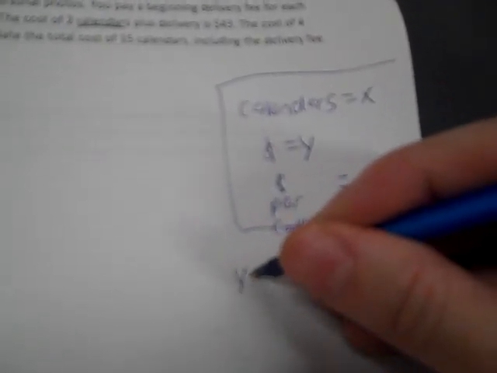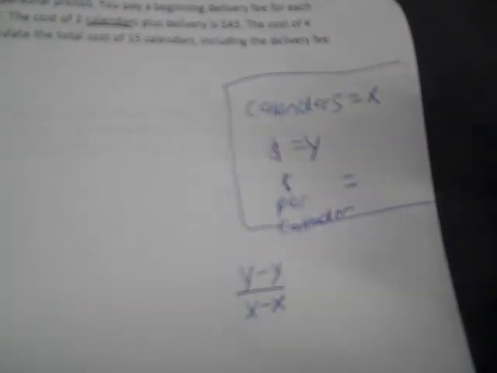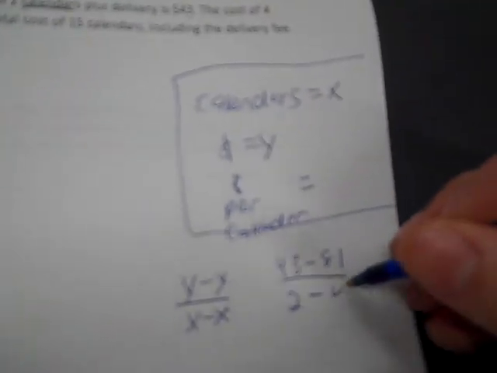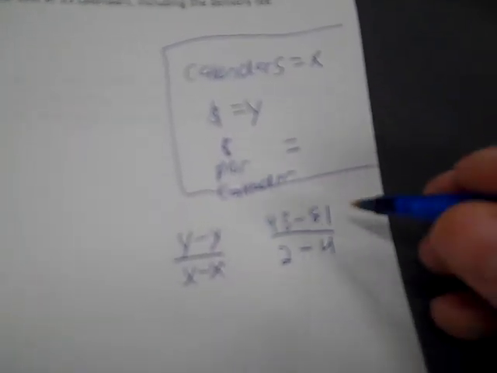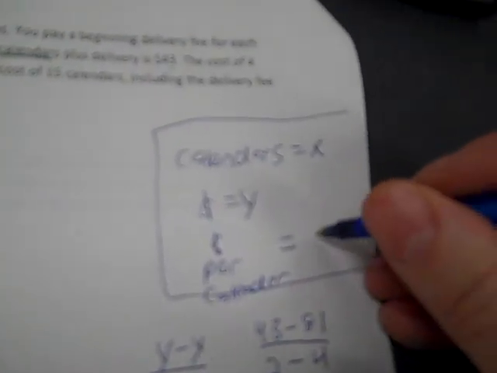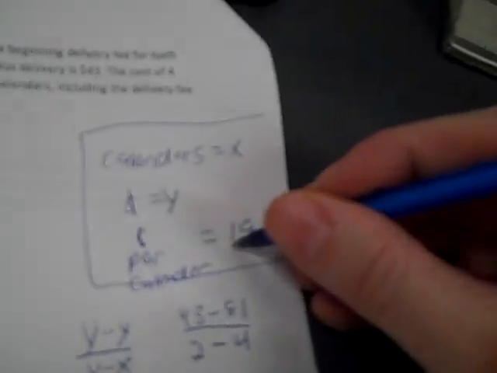Now I don't know that, but I know every calendar costs the same amount, so I use Y minus Y divided by X minus X. That's how to find a slope. So my money is 43 minus 81. You can also go 81 minus 43, that's okay. With $43, we have 2. Make sure you put a 2 under the 43, and a 4 under the 81. That gives me negative 38 over negative 2, and that's $19 per calendar. So that's my M value.